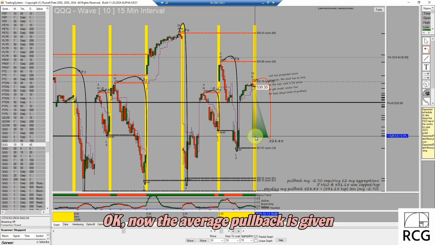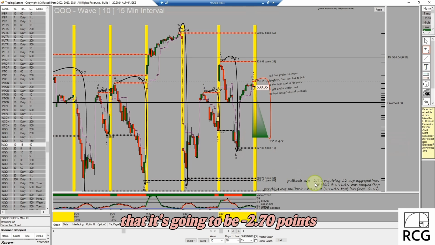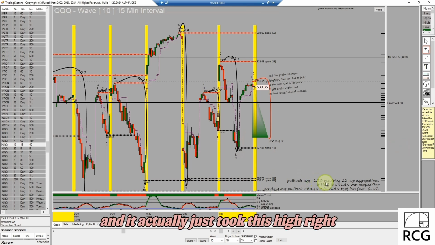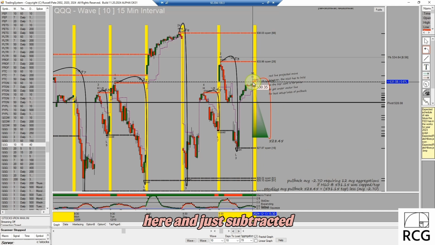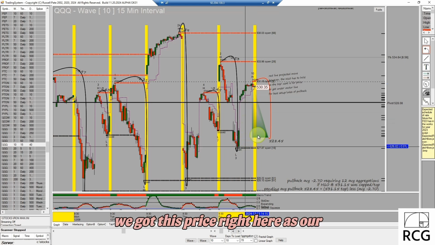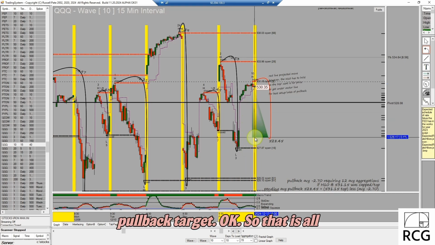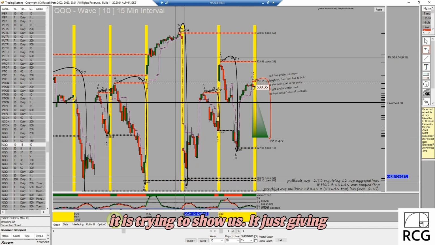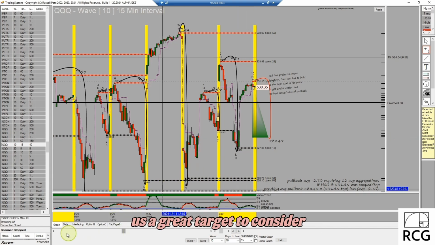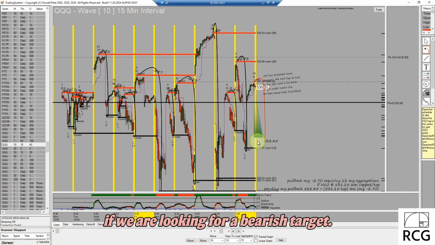Okay, now the average pullback is given as minus 2.70 points, and it actually just took this high right here and subtracted 2.70, and then we got this price right here as our pullback target. Okay, so that is all it is trying to show us. It's just giving us a great target to consider if we are looking for a bearish target.